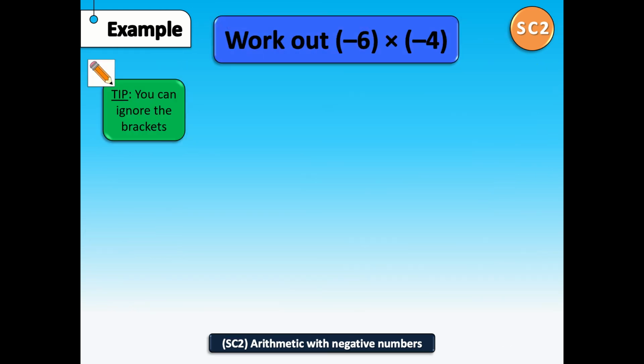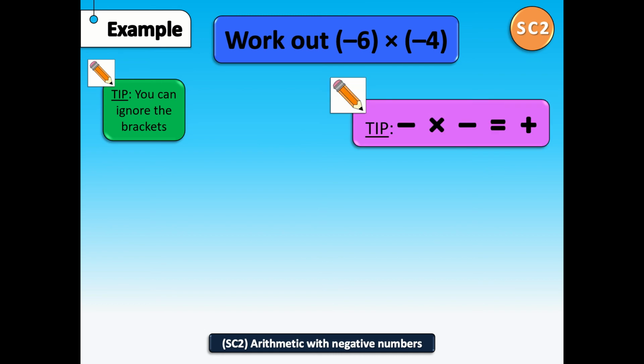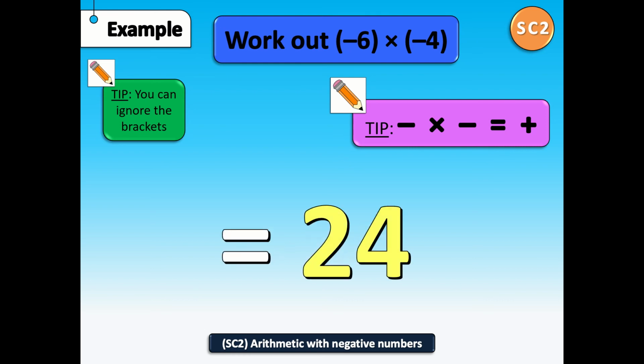So for this question, we want to do minus 6 times minus 4. Now if you see brackets around it, that just tells you it's a negative number, so you can ignore the brackets. So we want to do a minus number times a minus number, and we know two negatives make a positive answer. So 6 times 4 is 24, and that's got to be positive 24, because two negatives times together to make a positive.